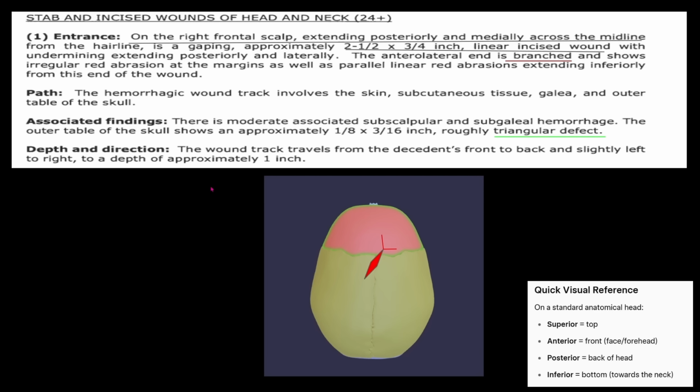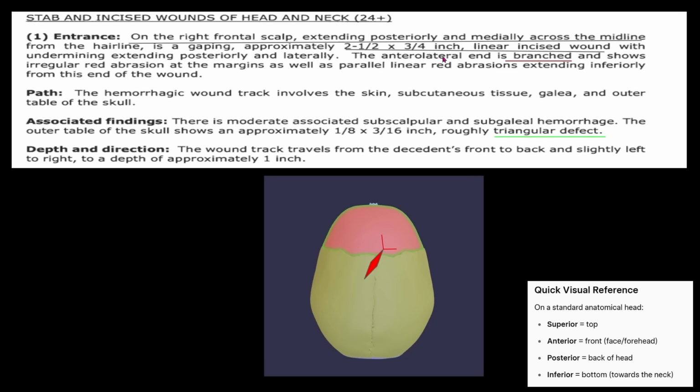Kaylee's is very strange. First wound is going to be an incise wound on the top of her head, on the frontal scalp, extending posteriorly and medially across the midline. So it's going this way. It's 2.5 inches by 3/4 of an inch. So it's what they would consider a gaping wound.